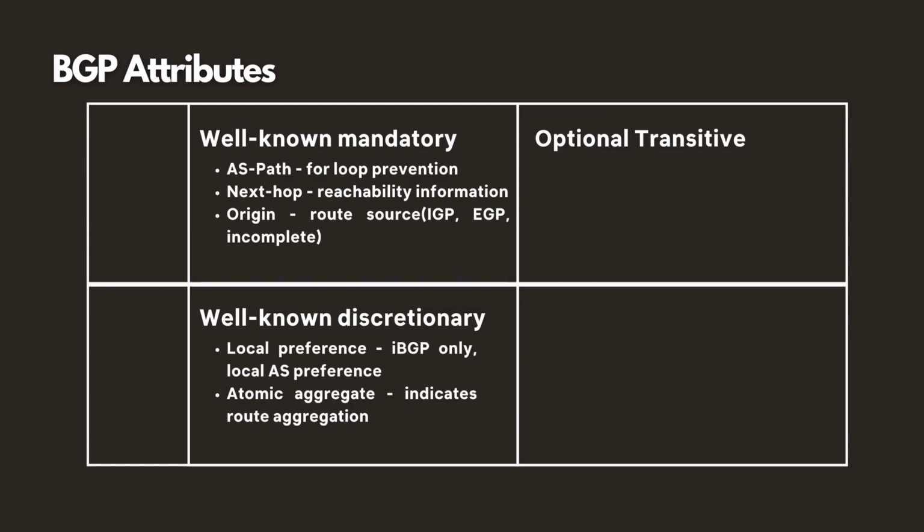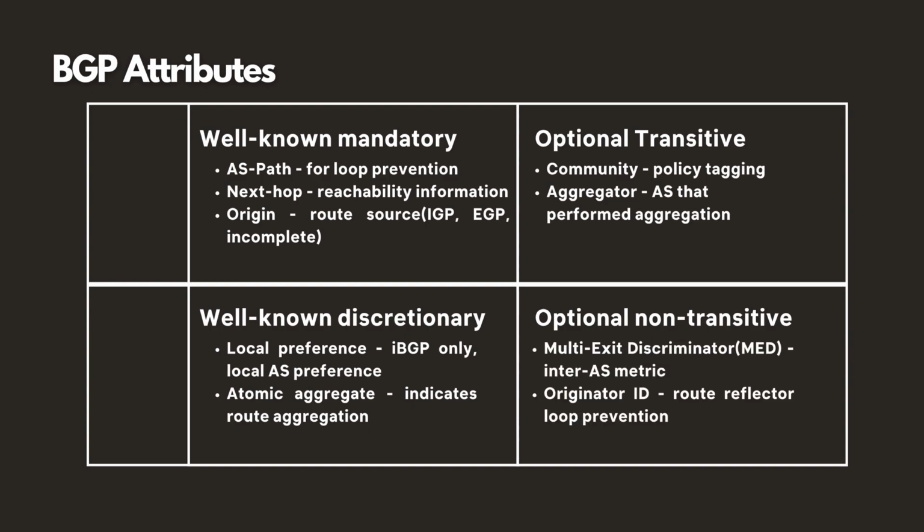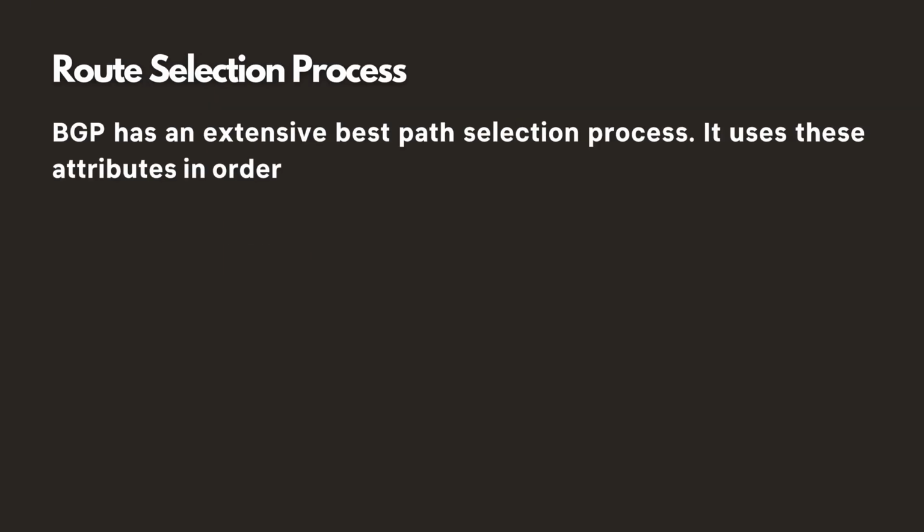Another is optional transitive attributes. These are propagated even if not understood. Under this, we have the community and aggregator. The last category is the optional non-transitive. These are stripped if not understood. Examples of which are multi-exit discriminator and originator ID. Attributes can be classified further as transitive and non-transitive. Transitive refers to attributes transferred from one AS to another without alteration, while non-transitive are passed only to the next hop router.